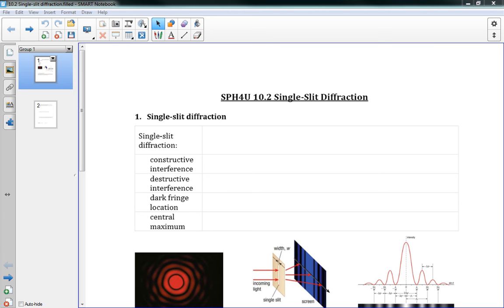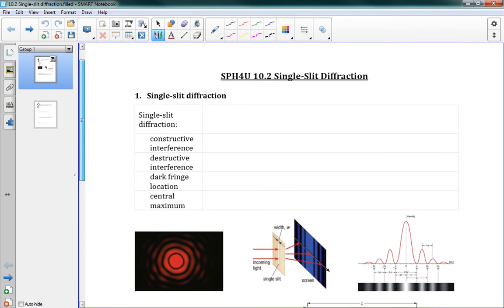Okay, this is 10.2 single slit diffraction. So in chapter 9, we looked at Young's double slit interference pattern, and we saw that we could measure the wavelength of light by doing two slits and having the two sources of light interfere with each other. And it turns out that even if we just use a single slit and send light through that single slit, we get an interference pattern that looks kind of similar. And the reason for that is that the light is actually interfering with itself as it goes through that slit.